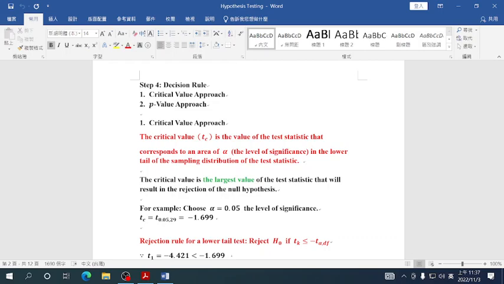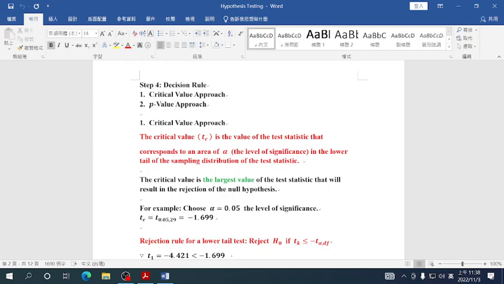Okay, so the critical value will be the largest test statistic that results in rejection of the null hypothesis. Whatever is rejected, this one is the largest number. The rest of them are smaller than this critical value. Understand what I'm saying here?